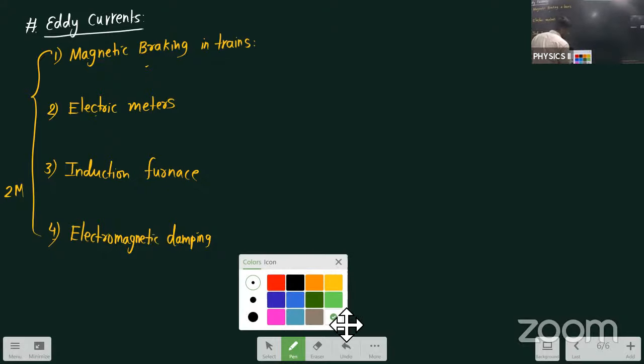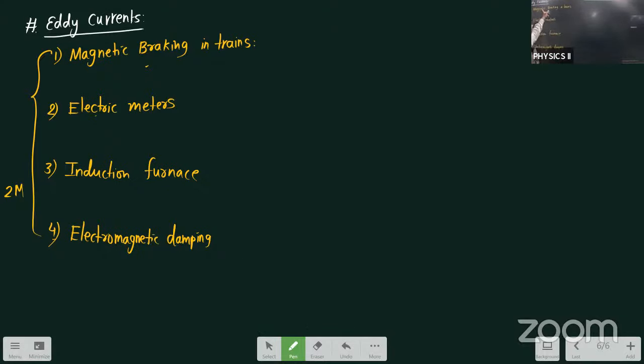See here, how are eddy currents used in magnetic braking in trains? Inside the rails, there will be an electromagnet. Whenever I activate that electromagnet, eddy current will be generated, and it will oppose the motion of the train, due to which the train will stop. This is what you are supposed to write in the case of magnetic braking in trains. Next one.